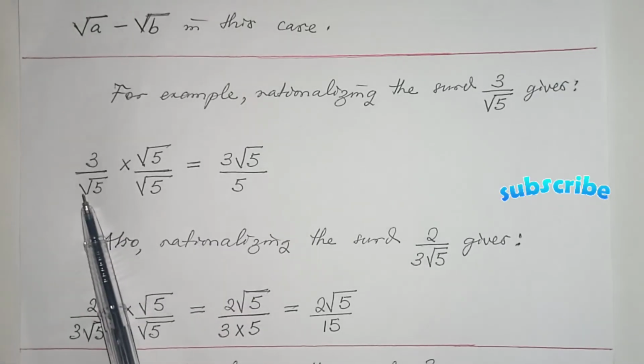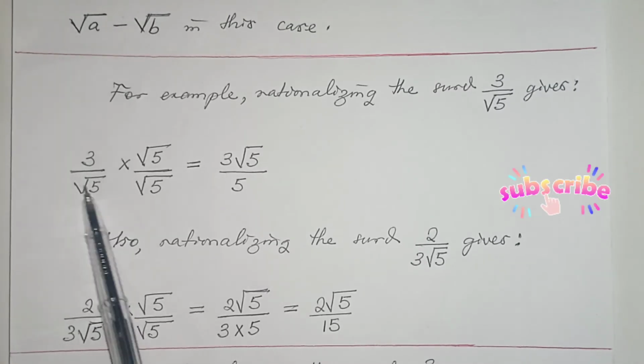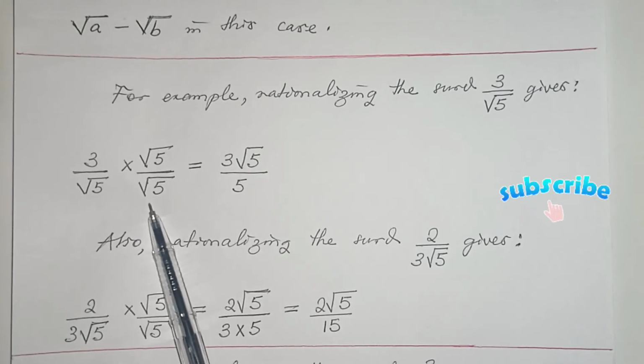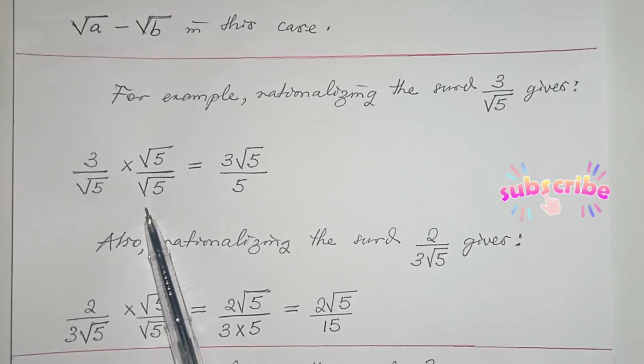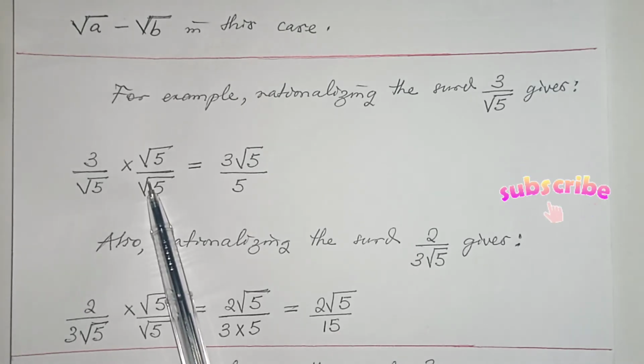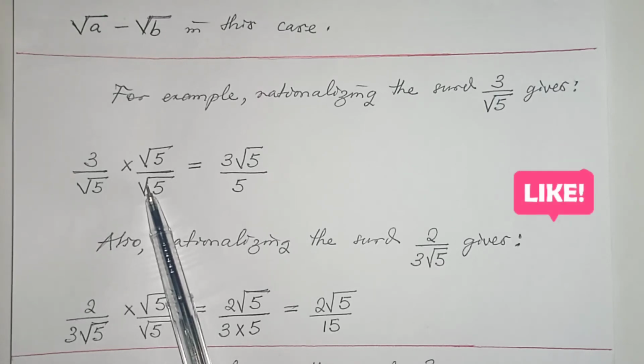Okay, remember, from indices, root 5 can be written as 5 raised to the power half, and this root 5 can also be written as 5 raised to the power half. So 5 raised to the power half multiplied by 5 raised to the power half gives you, by the law of addition in indices, 5 raised to the power half plus half, which is 5 raised to the power 1, and 5 raised to the power 1 is 5.